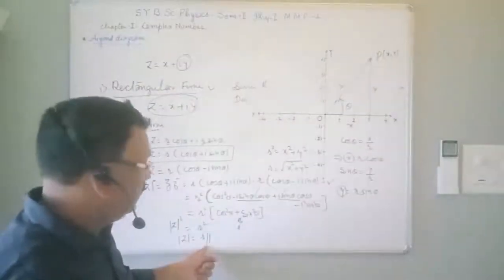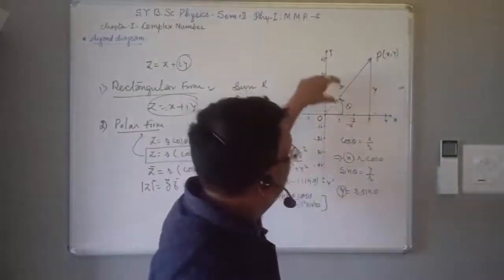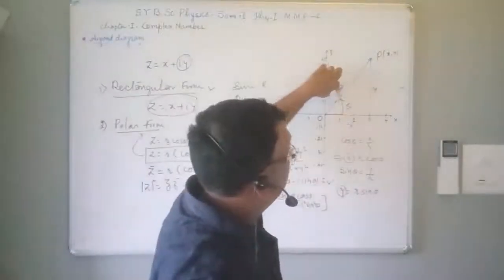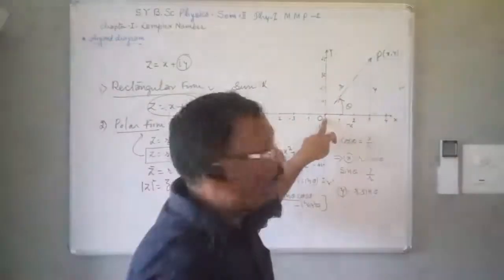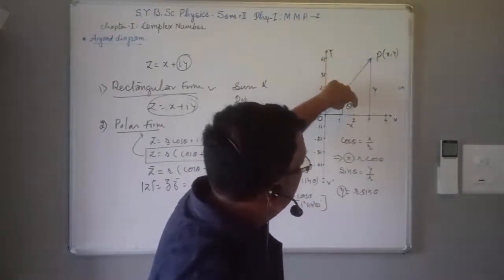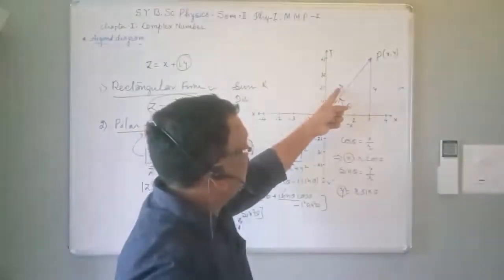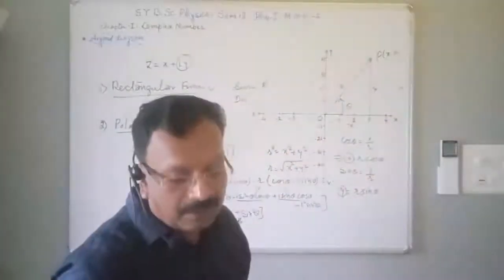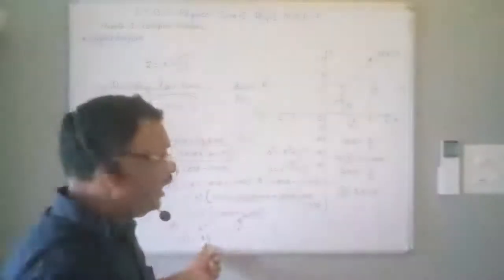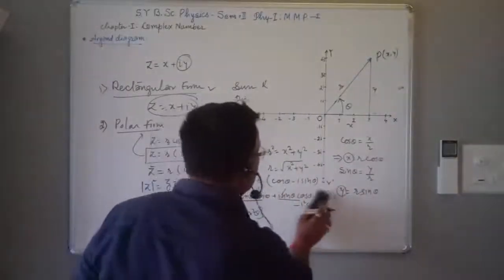This r is nothing but the distance of point P from O, and this vector OP gives the position of point P from origin O, and this vector r is making an angle theta with the x axis. Now, if this r is the modulus, then theta is the phase angle or argument. Just like r, we can calculate theta, that is the phase angle.